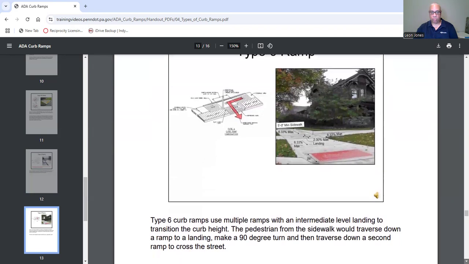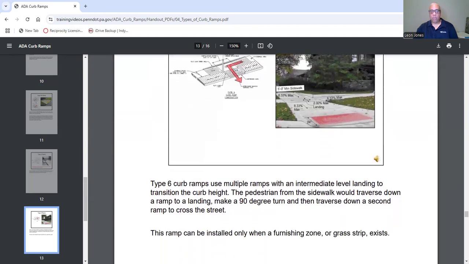We have a type 6 ramp. Now, the type 6 ramp uses multiple ramps with an intermediate level landing to transition the curb height. Now, the pedestrian from the sidewalk would traverse down a ramp to a landing, make a 90-degree turn, and then traverse down a second ramp to cross the street. This ramp can only be installed when a furnishing zone or grass strip exists.